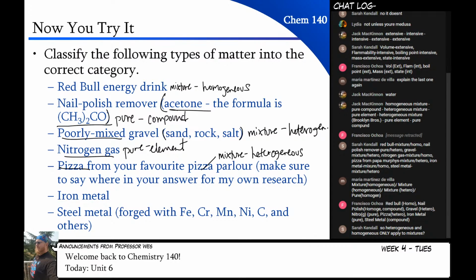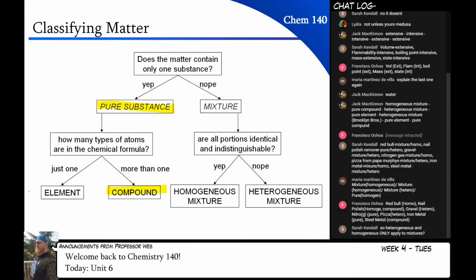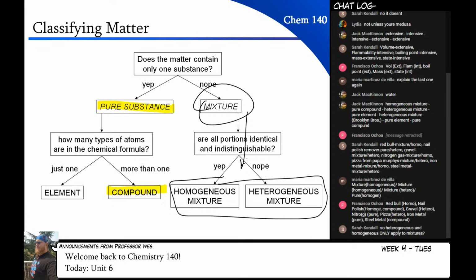Heterogeneous and homogeneous only apply to mixtures, because on our table here, I can only get these things if I was a mixture to begin with, right? So you cannot have a pure substance that is also a mixture.